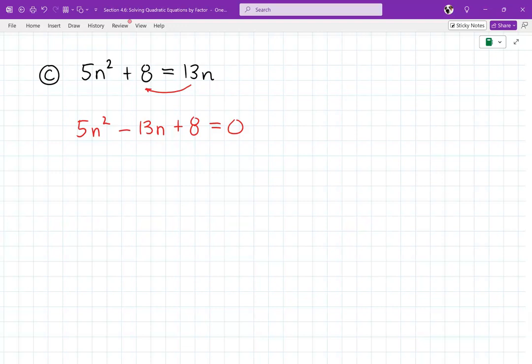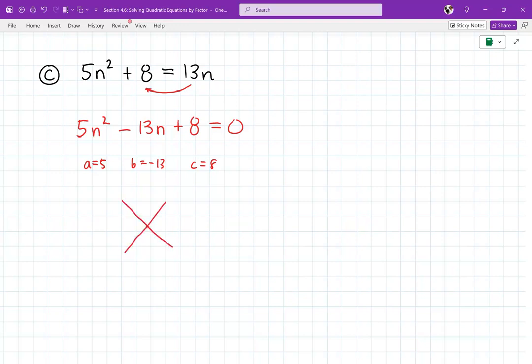Notice I have a power of 2, n squared, a power of 1, that's n to the first, and a power of none, meaning the last number doesn't have a variable. So a power of 2, a power of 1, a power of none, that means x method. Now, my a term is 5, my b term is negative 13, and my c term is 8. Remember, this one's a little bit more tricky because my a term is not a 1, so I do have to divide. It's going to make some changes, so we'll see.